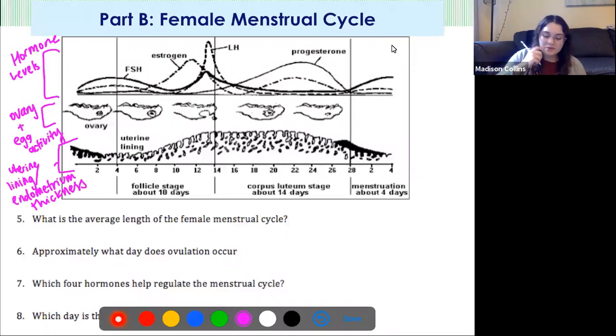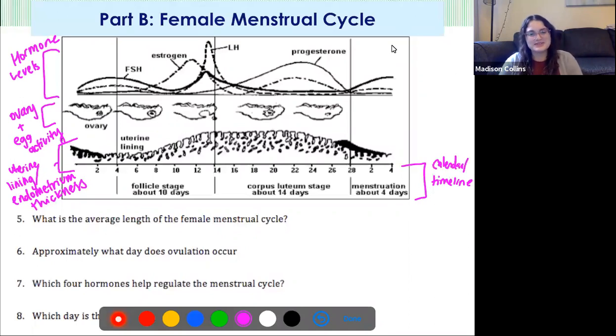And then at the very bottom, we're looking at basically a timeline. So you've got a calendar of the days of the menstrual cycle, as well as the different stages of the menstrual cycle that we are in. So I'll put calendar / timeline. All right. So although this looks super confusing, I think we can figure it out together.